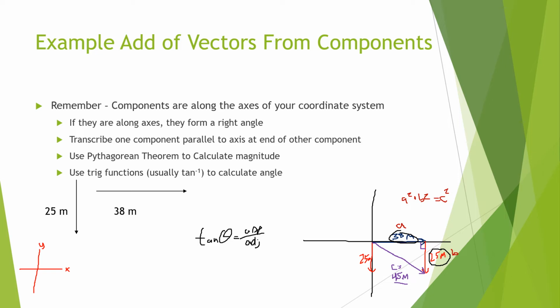So TOA: tangent, opposite over adjacent. In this case, I'm actually looking for theta, so I need to get theta by itself. The way I do that is by taking the inverse tangent. So the inverse tangent of the opposite, which based on the angle I'm interested in, is 25 meters, and I divide it by the adjacent, which is 38 meters.